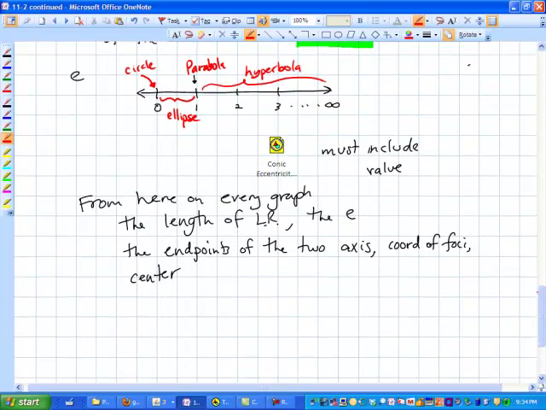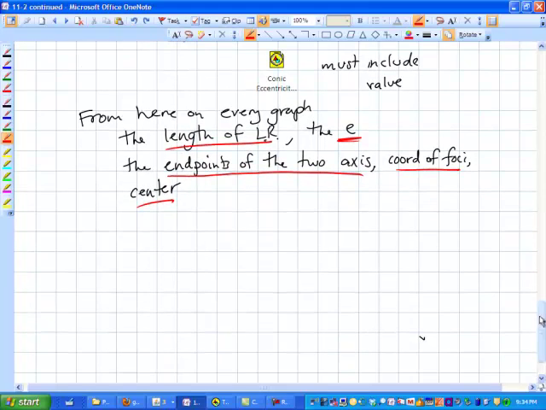Okay, so from here on out, every graph needs to include the length of the latus rectum. You'll also have to find the eccentricities and the endpoints on the two axes, the coordinates, the foci, the center, etc. You find everything. All right, and that's where I'm going to stop right now.